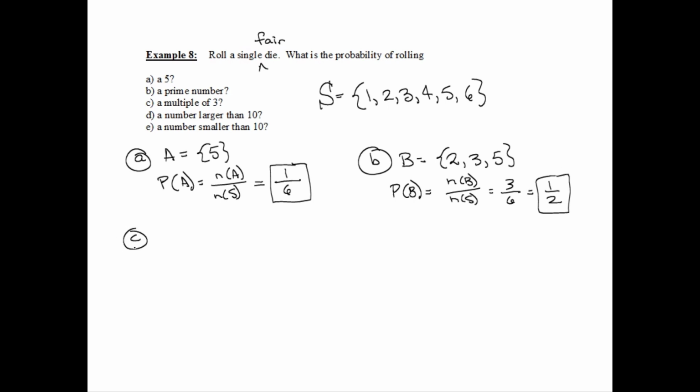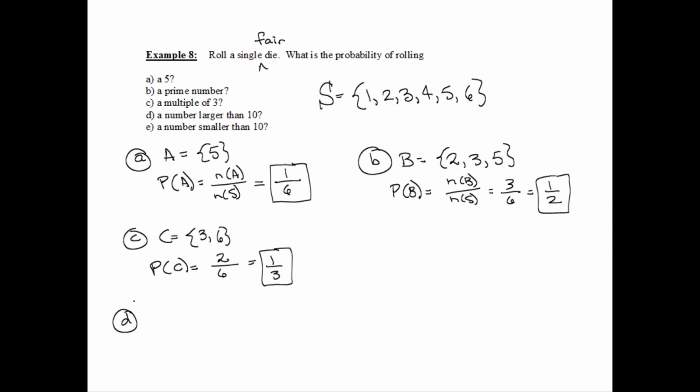Multiple of 3. What numbers here are multiples of 3? 3 and 6. We have 2 of these, so the probability that this occurs will be 2/6, because there's 2 of these, or 1/3. Does that make sense? I hope this is helping. Okay.